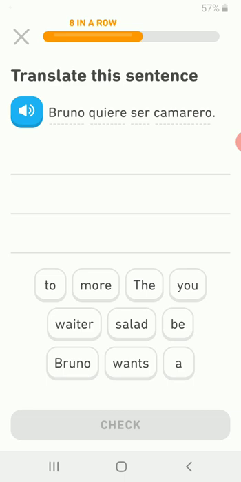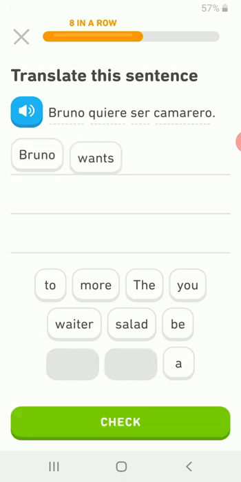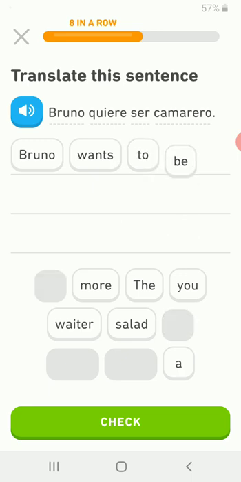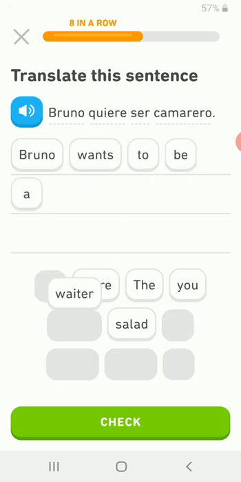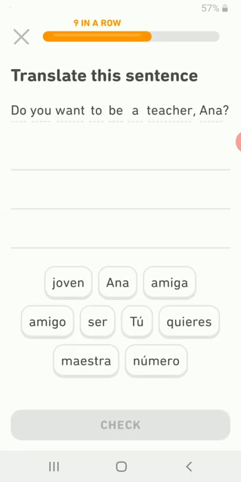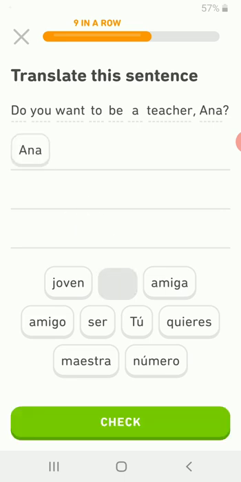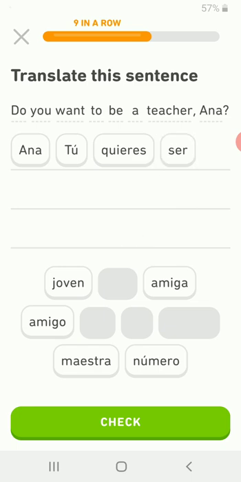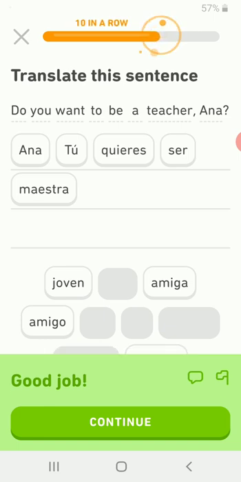So ser. Bruno wants ser to be a waiter. Yes. Do you want to be a teacher, Anna? And here is a question. Do you want to be a teacher, Anna? Ana. ¿Tú quieres ser maestra? So it's good.